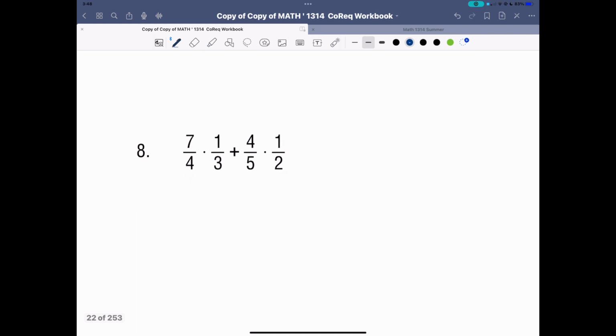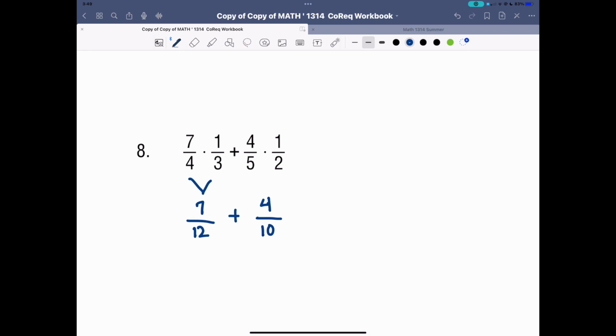Now, when you multiply fractions, you multiply going across. So I'm going to do these 2 fractions first and then the second one. So first I do 7 times 1 is 7. 4 times 3 is 12, plus 4 times 1 is 4. 5 times 2 is 10.